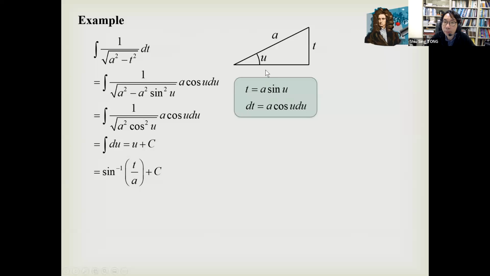Now, actually, for this relationship, I can represent it by using a right angle triangle. If this is a right angle, and this is u, and the hypotenuse is a, then a sine u is t, which means the opposite side is t. So a, t, and u are related this way by this right angle triangle.